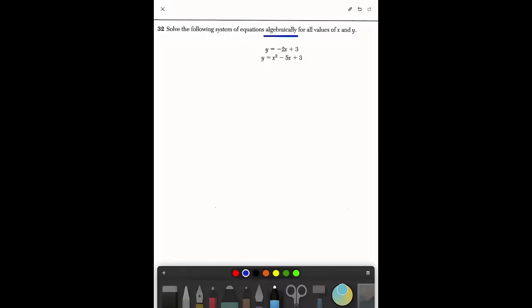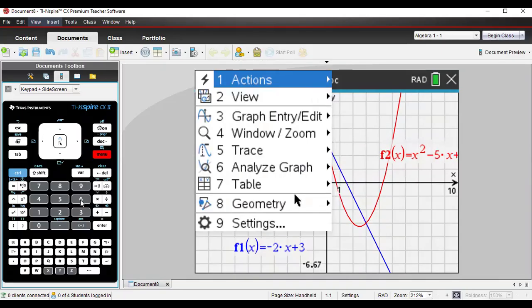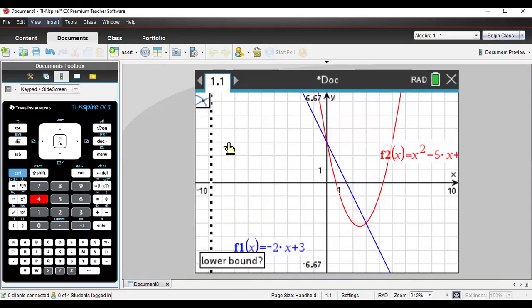I'm going to underline that. But even though they've said to do it algebraically, one of the things I always teach my students is to find out what it looks like before you start trying to do algebra. So what I would have them do is go ahead and graph it, and then use Menu 6 4 to find the intersections. So we would find this one.